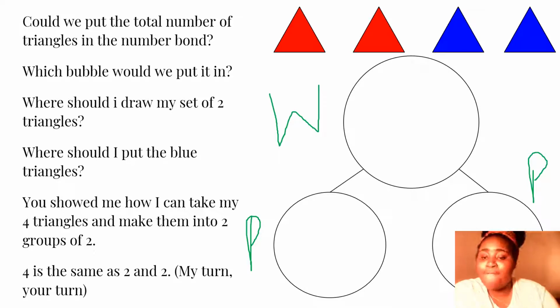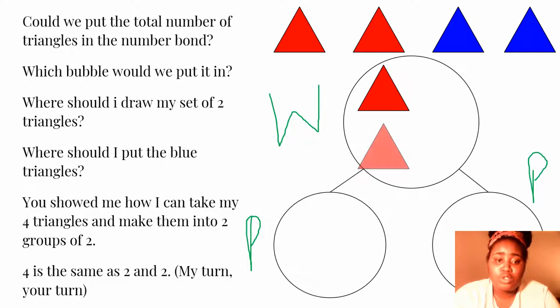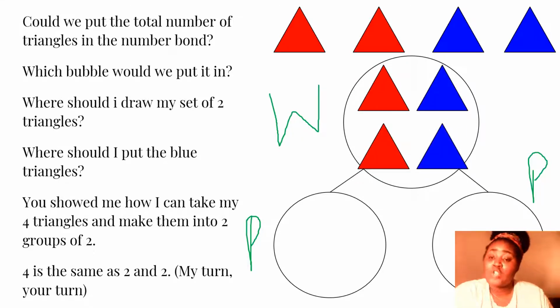So now that we have 4 triangles, if we had all of them together, which bubble would we put that in? Would we put it in our part bubble, all of them all together? Or would we put it in our whole bubble? We would put them in our whole bubble. So let's count and make sure that I put all of our triangles in our whole bubble. 1, 2, 3, 4. So I put all 4 of our triangles in our whole bubble.